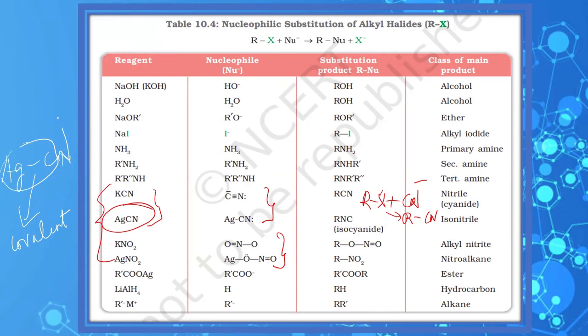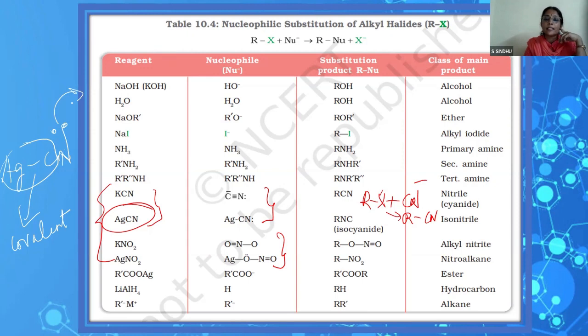Through nitrogen only. The lone pair present on nitrogen. It is the lone pair on nitrogen which is forming a bond with the alkyl part of the haloalkane. So that is the reason why you're getting isocyanide here.